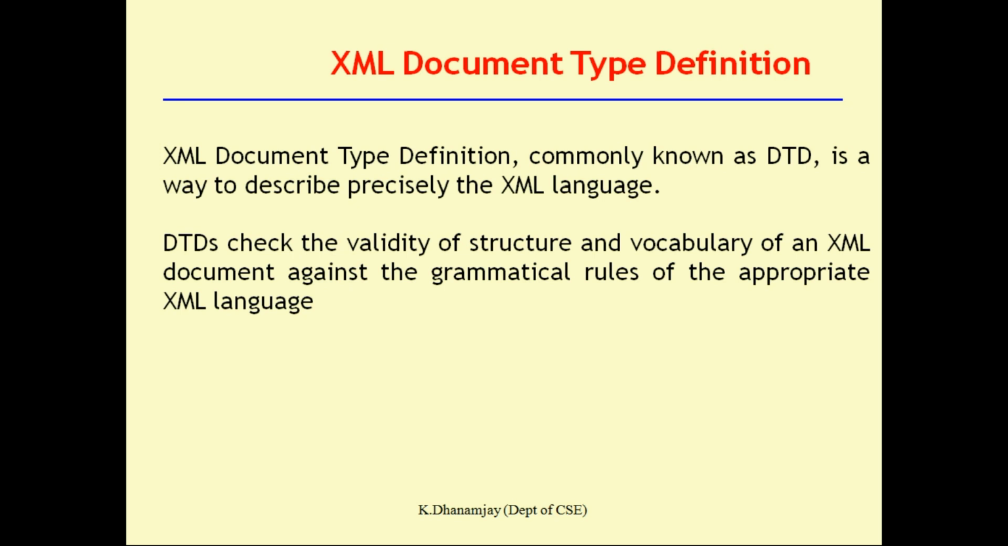So this is a way to precisely describe the XML language, and it can check the validity of the structure and vocabulary of an XML document against the grammatical rules of an appropriate language. So whenever you are specifying a root element, a parent element and then a child element, which are the XML nodes, the nodes can be specified in a correct, one by one manner. So it will check the validity of the structure.